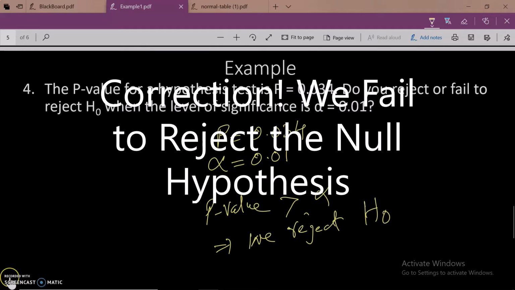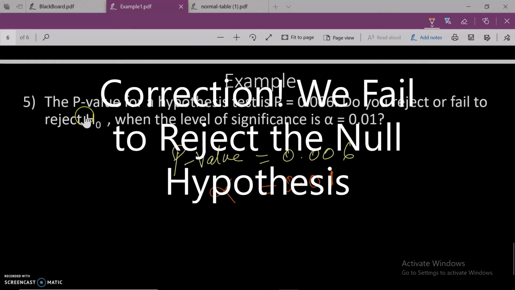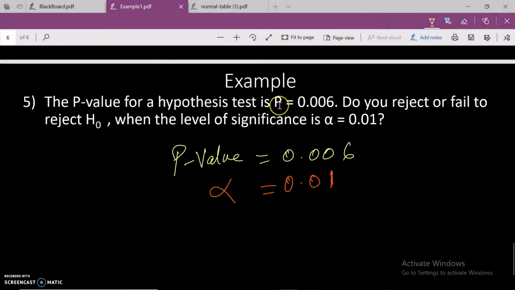Let's see another example. The p-value for the hypothesis test is given as p equal to 0.006. Do you reject or fail to reject the null hypothesis when the level of significance alpha equals 0.01? I told you, whenever you are given a p-value and a level of significance and you want to decide the result of the hypothesis test, whether we reject the null hypothesis or fail to reject it, you compare these two values. You compare the p-value with alpha.